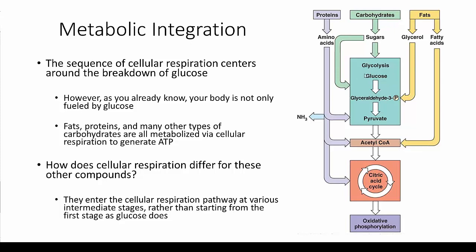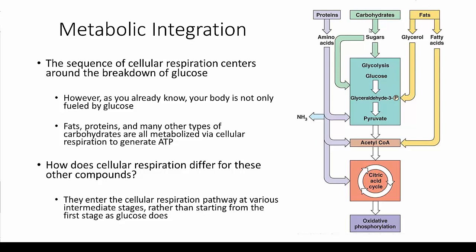Now, there's a lot to this. We're going to look at just the basics. We're going to take a look at how proteins can be metabolized, and a little bit about how fats can be metabolized. And ultimately, as a quick overview, what you're going to see is that these molecules follow the same pathway: glycolysis, the pyruvate oxidation, citric acid cycle, and then finally the electron transport chain, titled oxidative phosphorylation here.